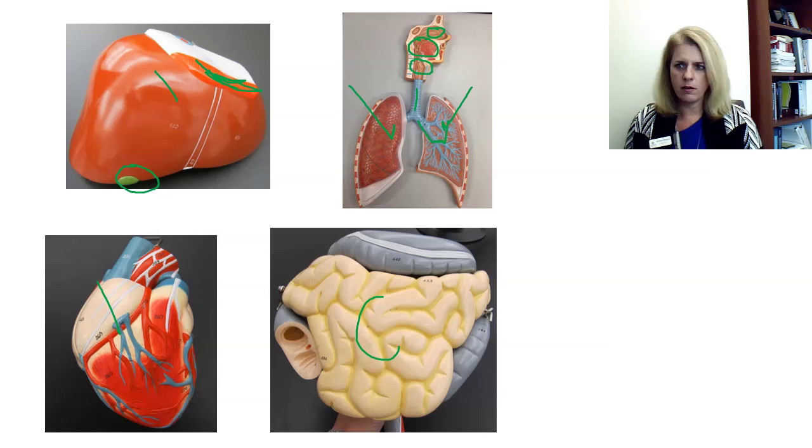Here you have your small and your large intestine. So remember, again, these organs can be pulled out and the pictures can be individual pictures of the organ that you'll need to be able to recognize.